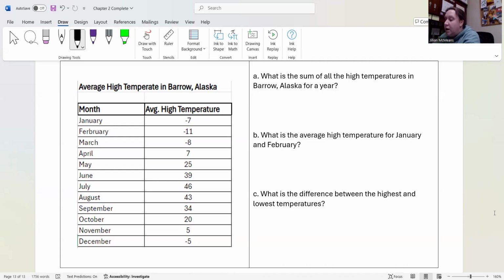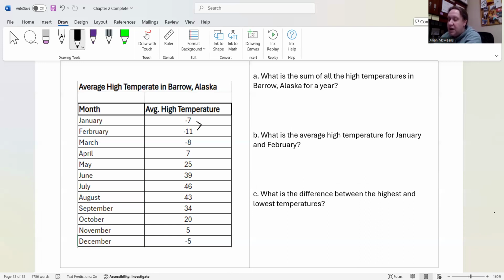So part A says, what is the sum of all the high temperatures in Barrow, Alaska? They just want us to basically add up this list of numbers here. It would be completely appropriate for something like this to use a calculator because we're dealing with 12 values. That's a good bit. But for the sake of just practice, let's go 2 by 2. So I'm going to start adding here.